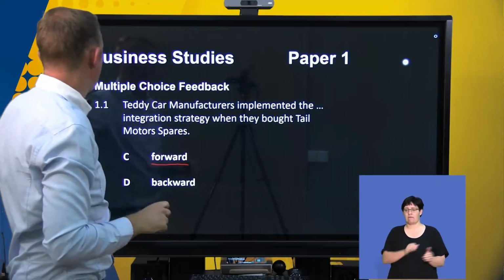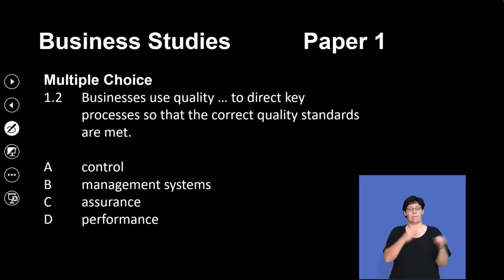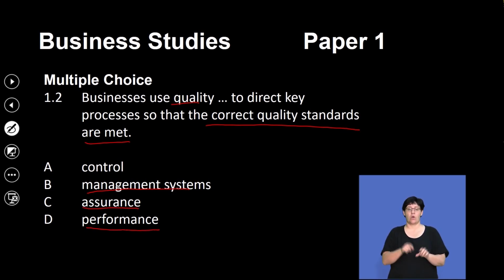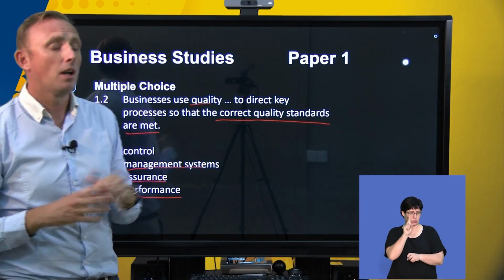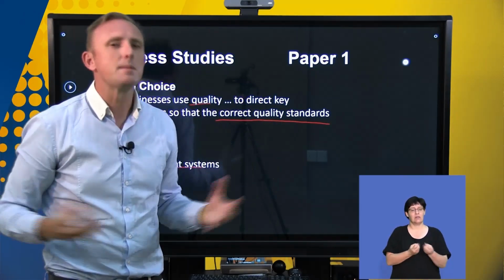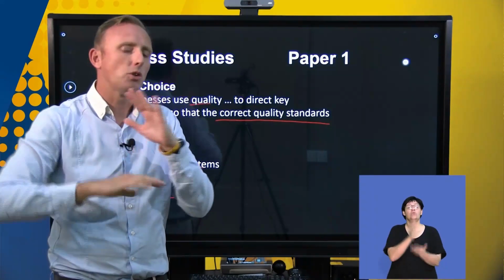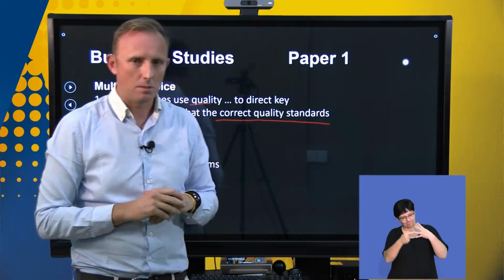All right, let's go on to our next question. Businesses use quality to direct key processes so that the correct quality standards are met. The options that we have are quality control, quality management systems, quality assurance, as well as quality performance. This can be a little bit of a tricky question. Quality is quite in depth in Matric, so make sure that you understand all the different elements of quality.